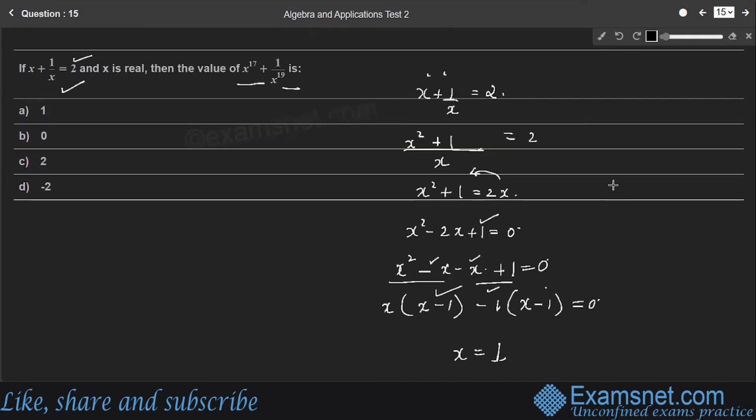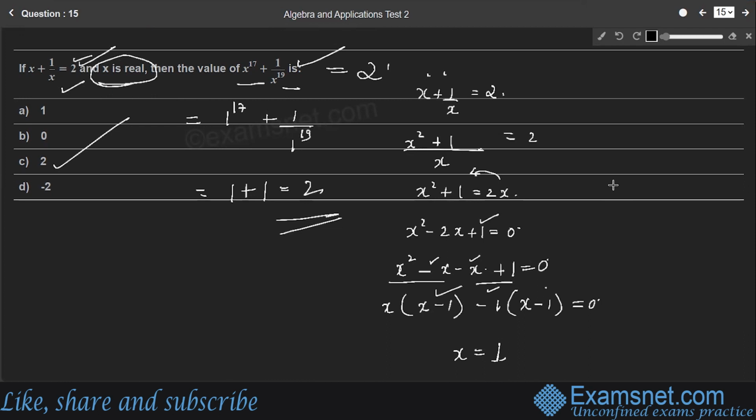So, substitute the value of x in the given expression. x raised to 17 becomes 1 raised to 17 plus 1 by x raised to 19 becomes 1 raised to 19. Therefore, it becomes 1 plus 1, which is 2. Therefore, the value of the given expression is 2. Option C is the right answer. Here, we are directly finding the value of x first, where x is a real number, right? And substitute the value of x in the given expression, right? So, option C is the right answer.